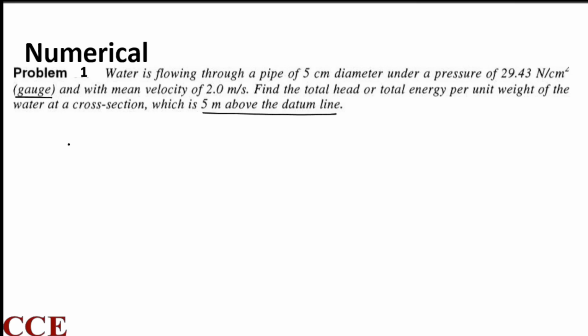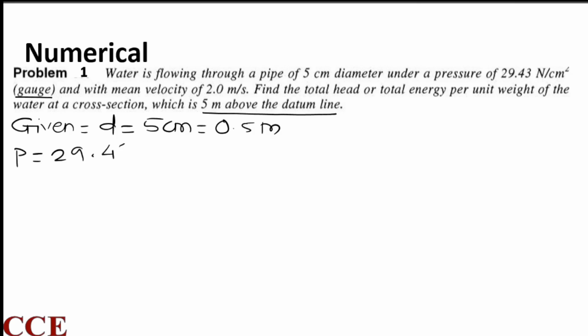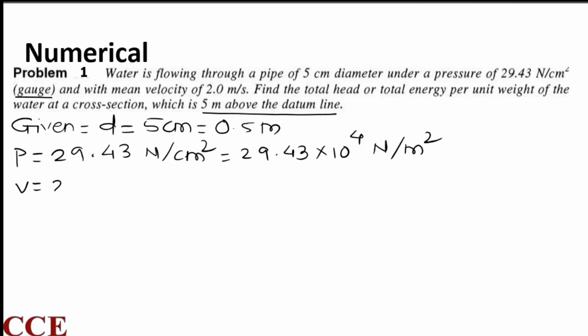We'll write one by one the things which are given. So the diameter of the pipe D is given as 5 centimeter. We use meters for the dimensions, so it will be 0.5 meters. Then pressure is given. So P is given as 29.43 Newton per centimeter square, so I can write it as 29.43 into 10 to the power 4 Newton per meter square. Then velocity is given as 2.0 meter per second, and datum head is given as 5 meter.